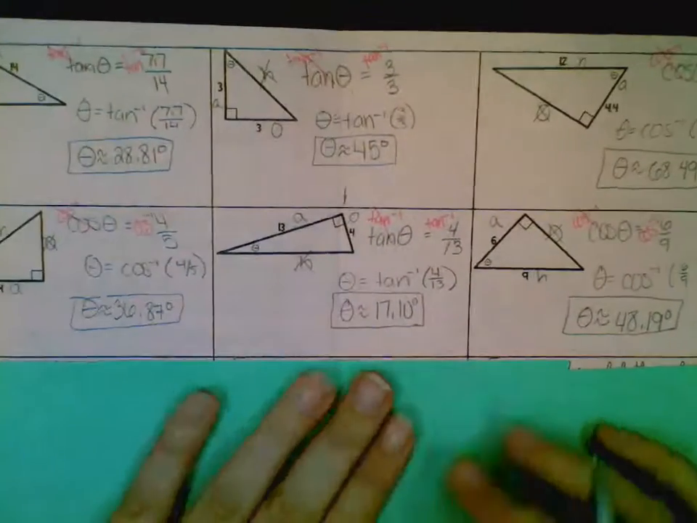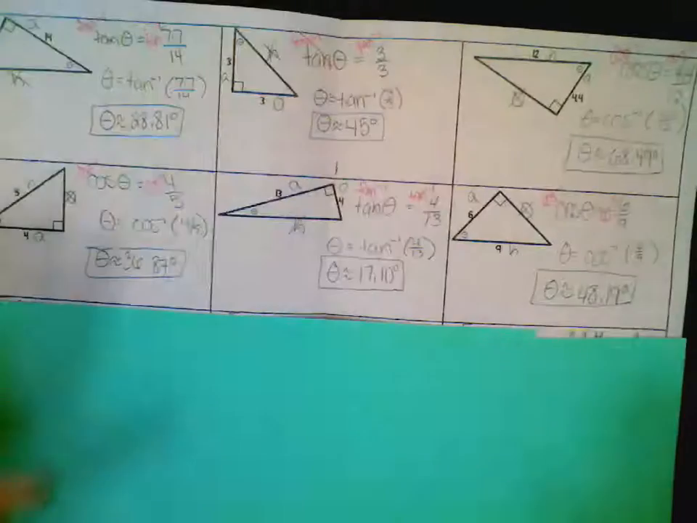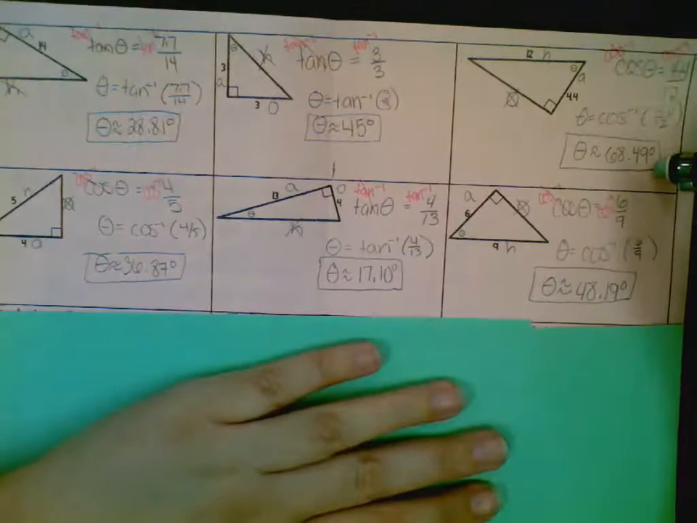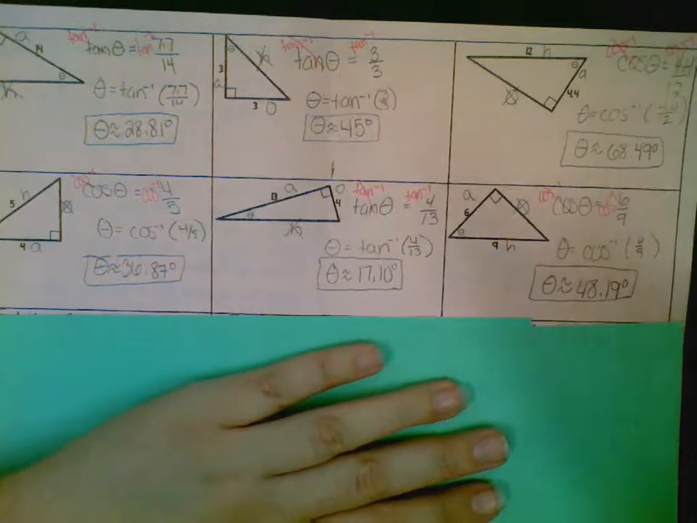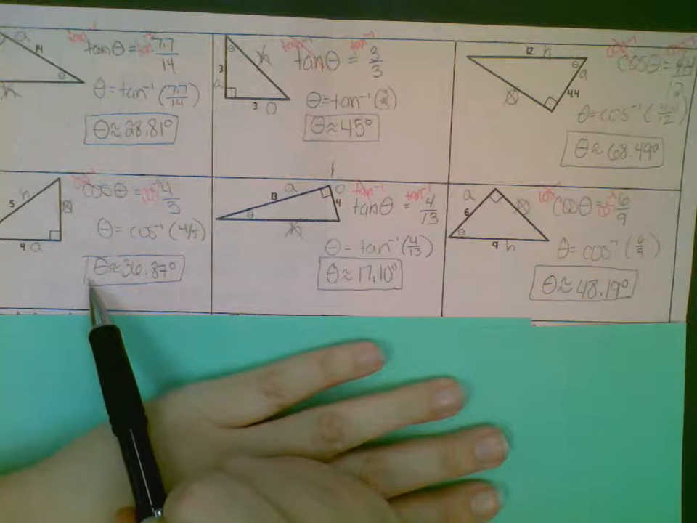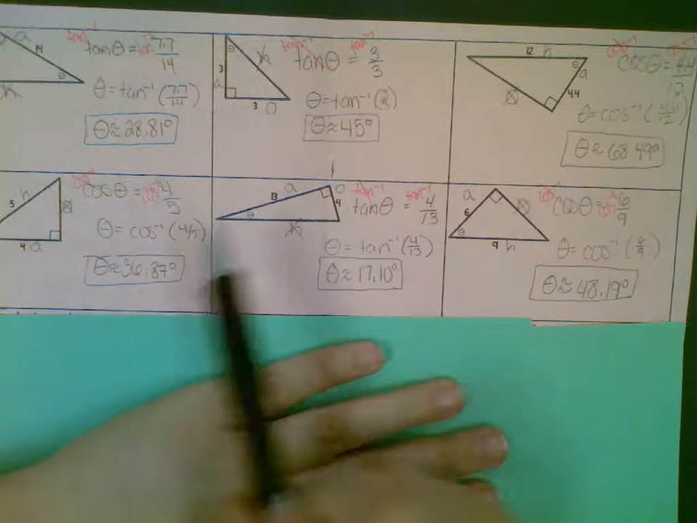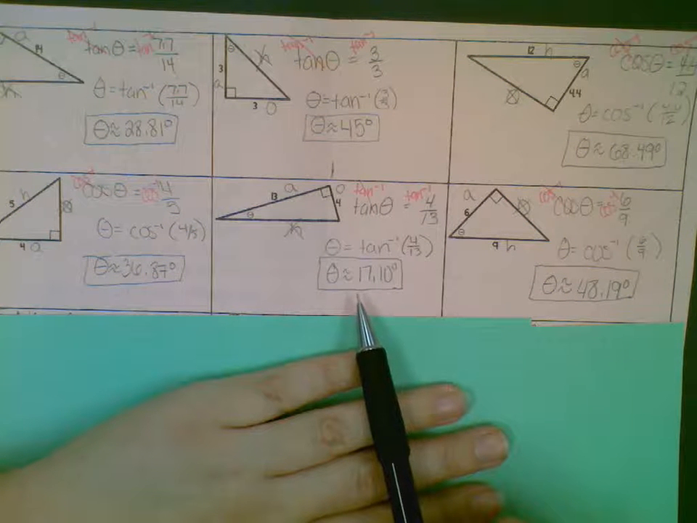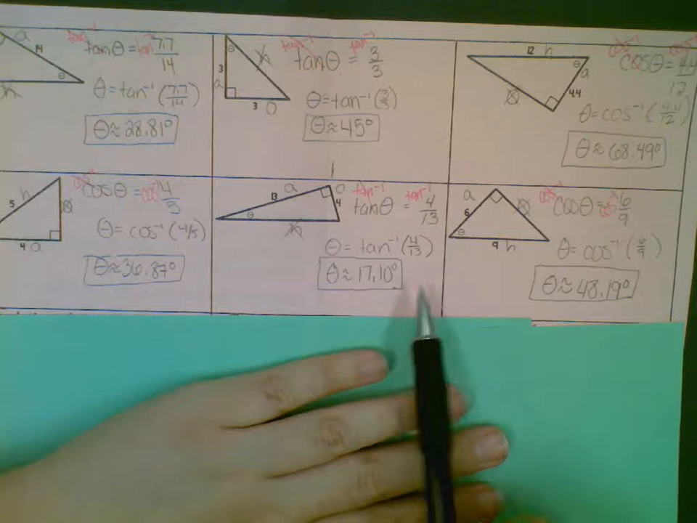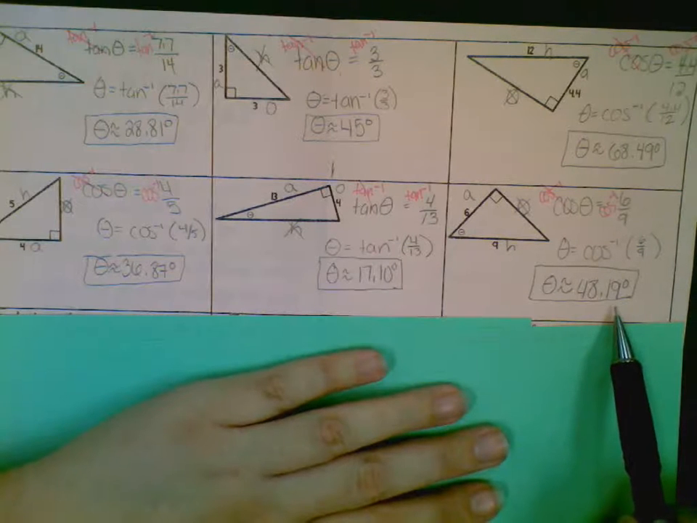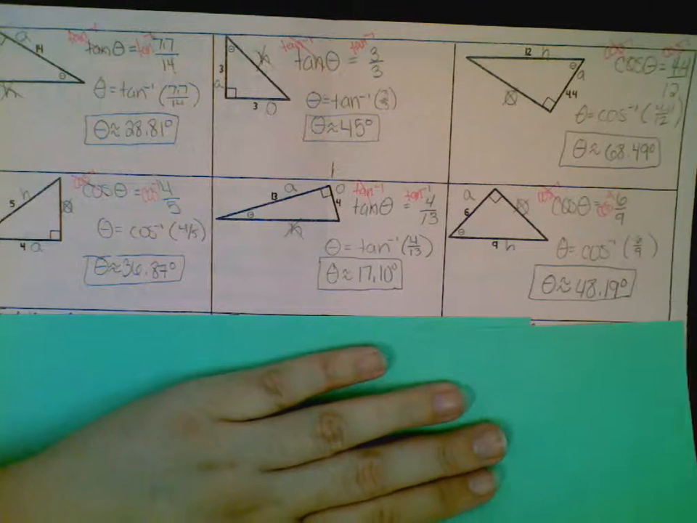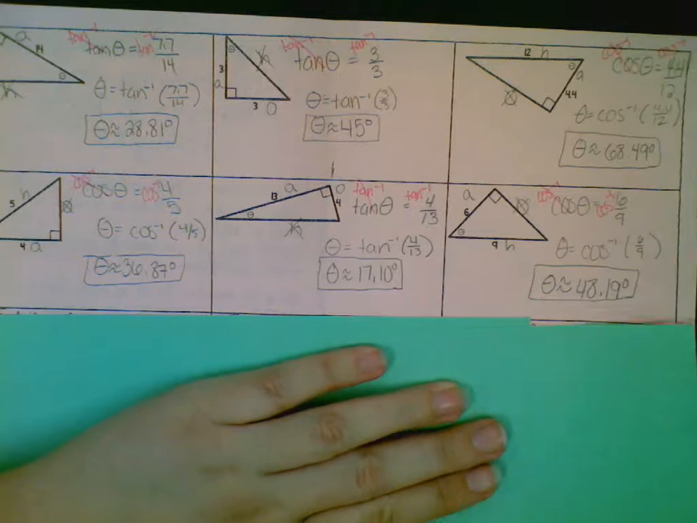Okay, so here's what we got for those other 4 problems. The one up in the top was cosine, and we ended up with 68.49 degrees. The one on the next row is cosine again, 36.87 degrees. Tangent in the middle, again, 17.10 degrees, and another cosine, 48.19 degrees. Okay, so if you had any questions or weren't sure how to type it in your calculator, make sure you write them down so you can ask me in class tomorrow.